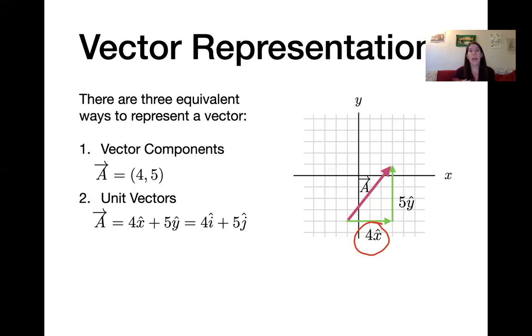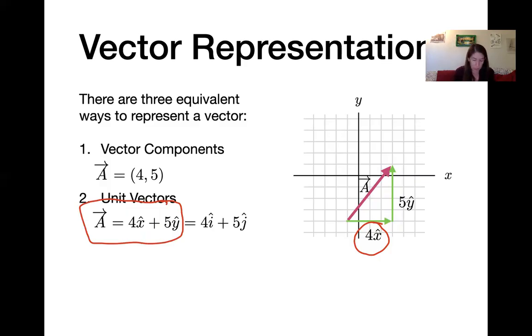And then we know how to add these vectors together by putting the head to the tail. And so 4x hat plus 5y hat is indeed this vector A here. So this is an alternative way we could write down our vector. And again, this gives us all the information we need. So this is a way of building up our vector using unit vectors.